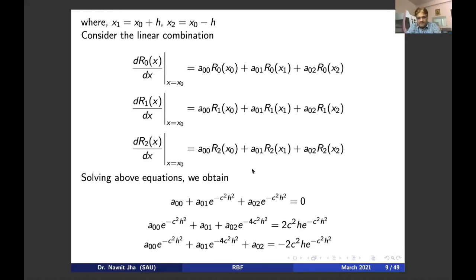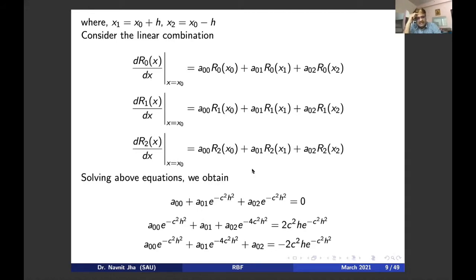With the help of 3 points, I will explain later why I am taking only 3 points, but for the time being, just wait. I have taken only 3 points for finding the approximation of the first order derivative at the point x0. So what is the first derivative? Simply dr0 by dx at the point x0.